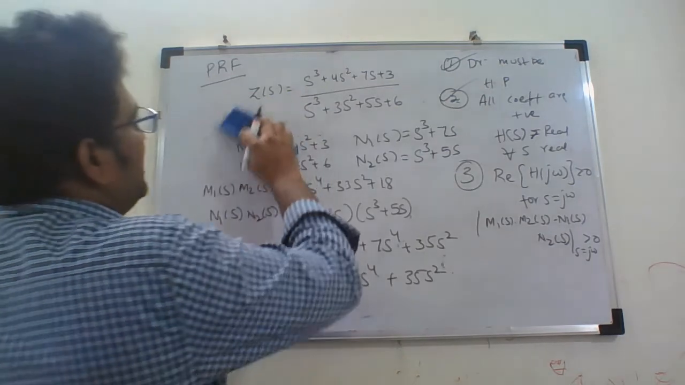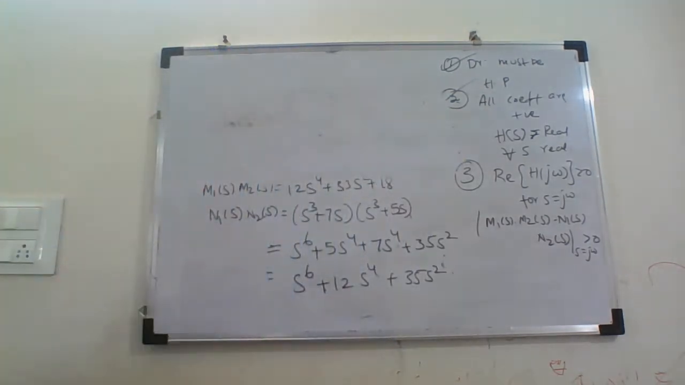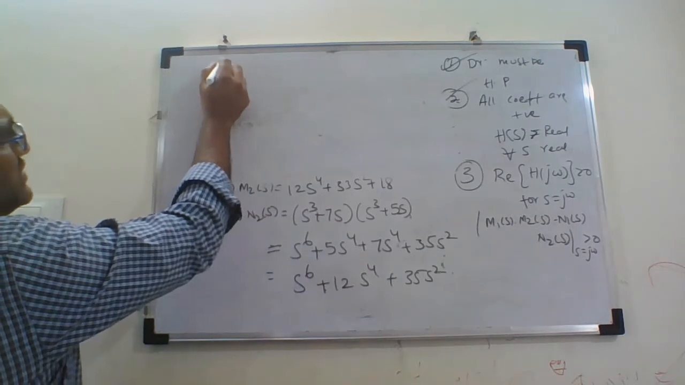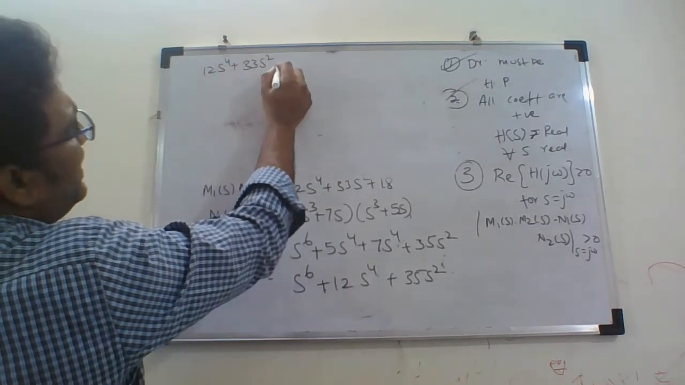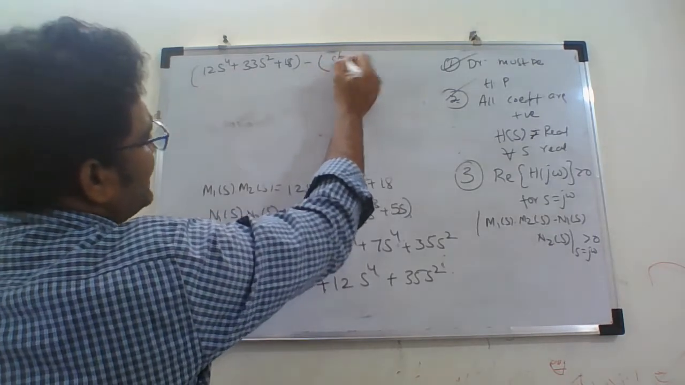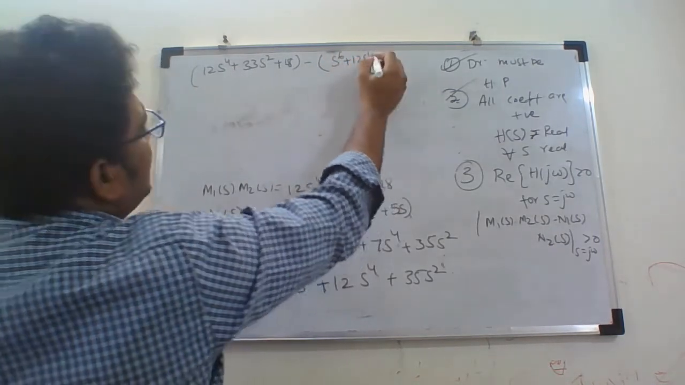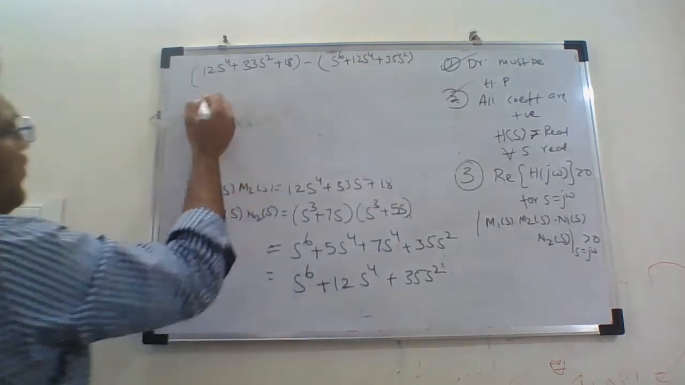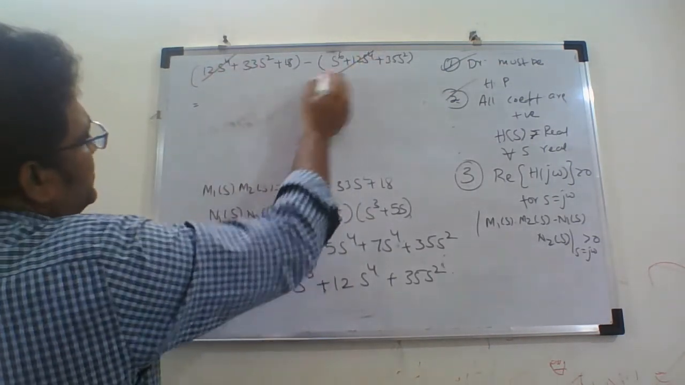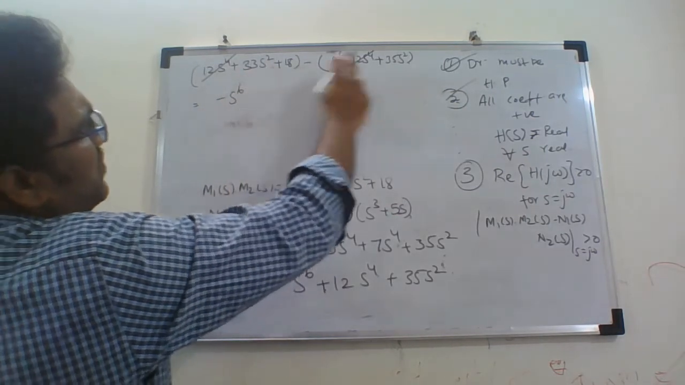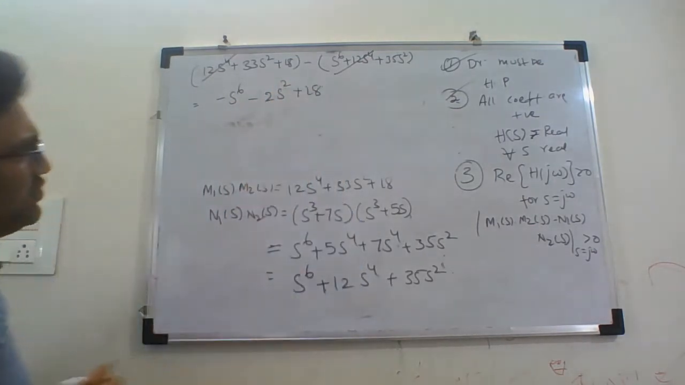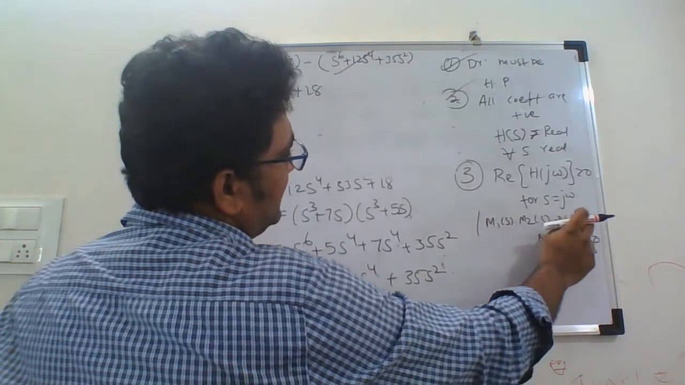Now from this, the condition that we need is m1 of s into m2 of s minus n1 of s into n2 of s. So that is 12s power 4 plus 33s square plus 18, minus s power 6 plus 12s power 4 plus 35s square. So the 12s power 4 minus 12s power 4 gets cancelled, leaving minus s power 6. Then 33s square minus 35s square is minus 2s square, plus 18. Now this is the term m1 m2 minus n1 n2.